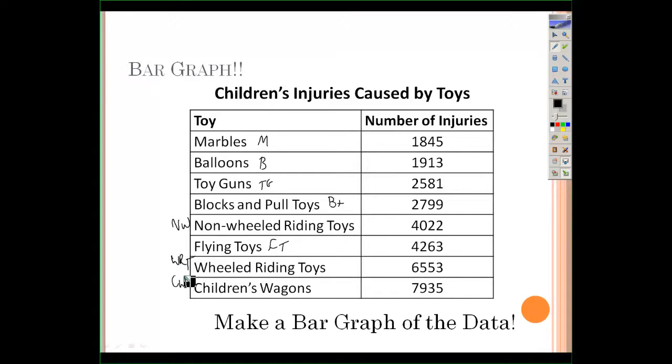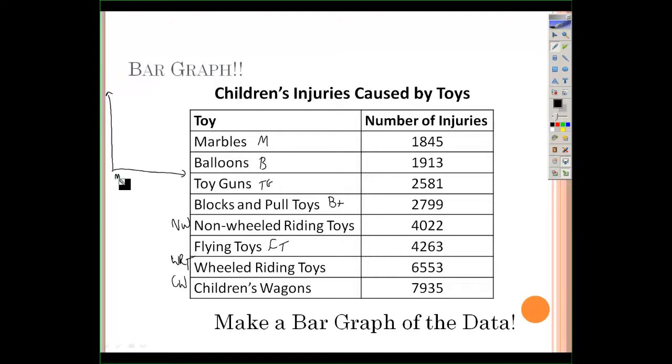All right, I'm going to look at my data over here. I'm going to see the number of injuries. It goes from 1845 all the way up to 7935. So what I'm going to do is I'm just going to go by thousands, I think. I'm just going to go by thousands. So this is going to be a little hard to see, but we're going to try and make it as clear as possible. Here's my graph.